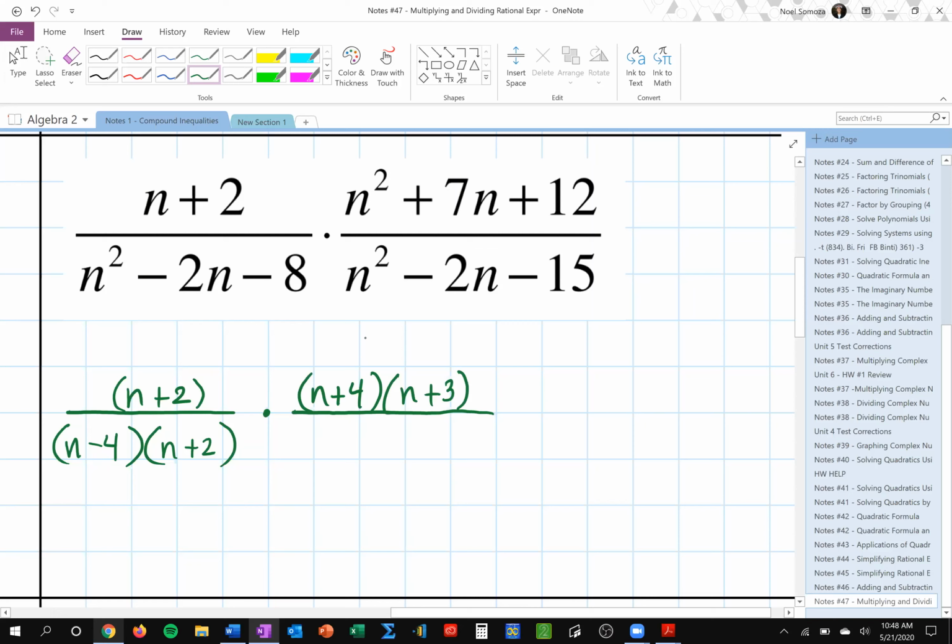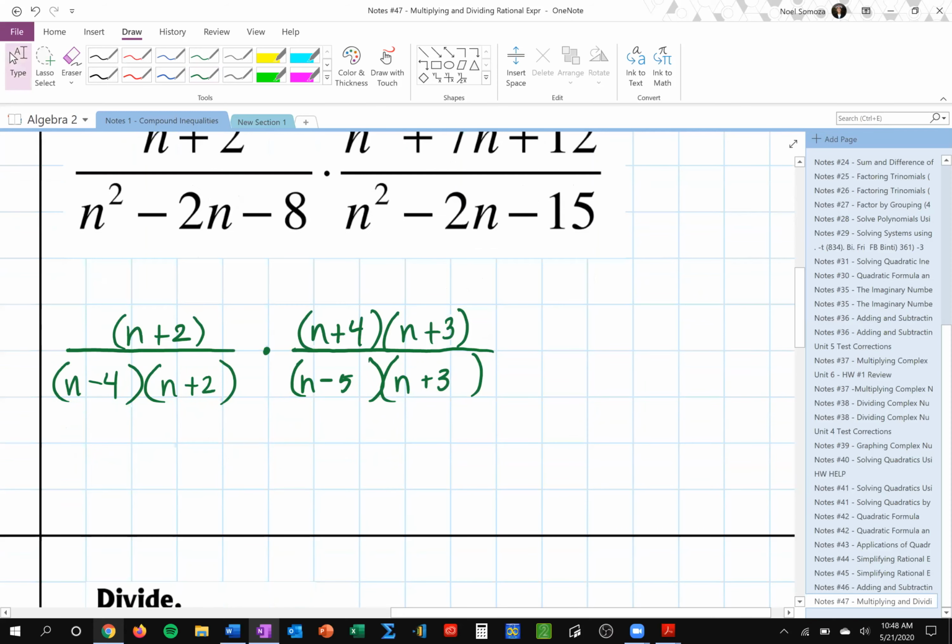Denominator, again, another set of factors. N squared, we know that's n times n. And then in order for it to multiply to be -15, but add up to be -2, that's going to be a -5 with a +3.